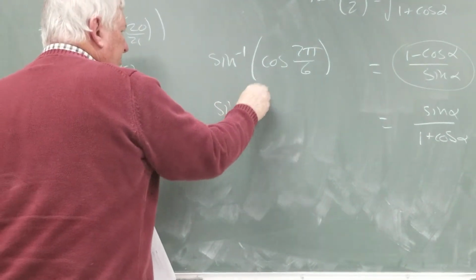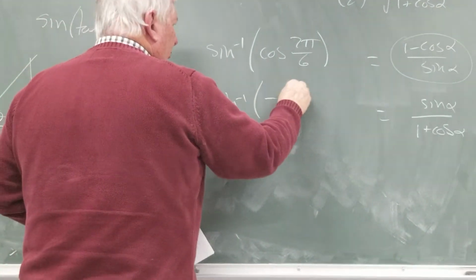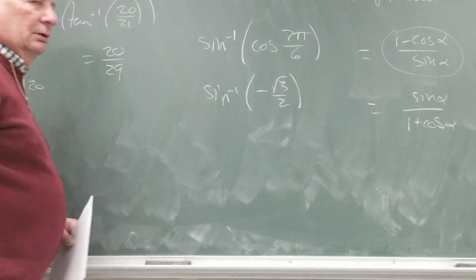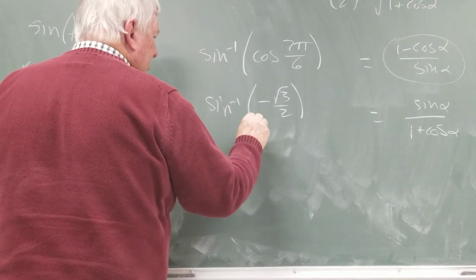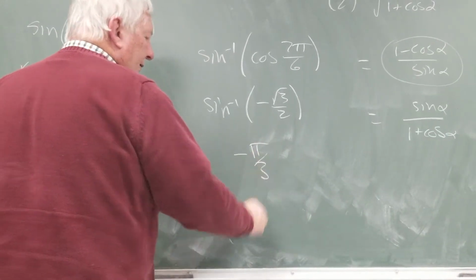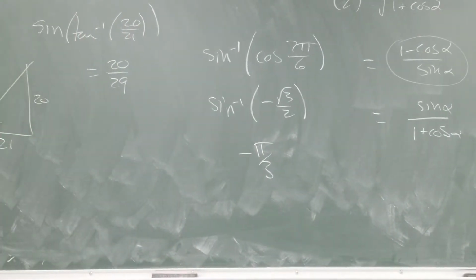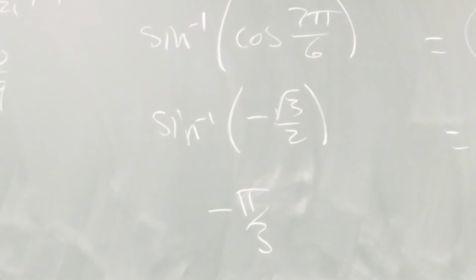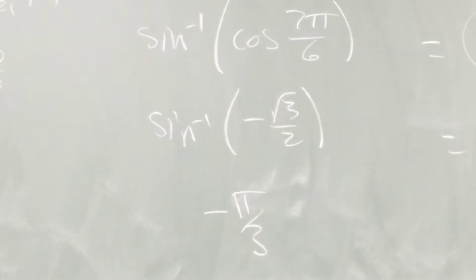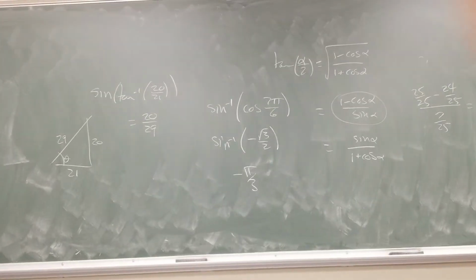Number 7b, the inverse sine of the cosine of 7 pi over 6. Cosine of 7 pi over 6 is minus square root 3 over 2. And the inverse sine of that is minus pi over 3. And if you put it in your calculator in degrees, it'd say minus 60 degrees.